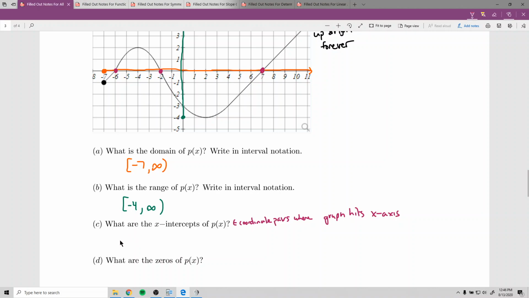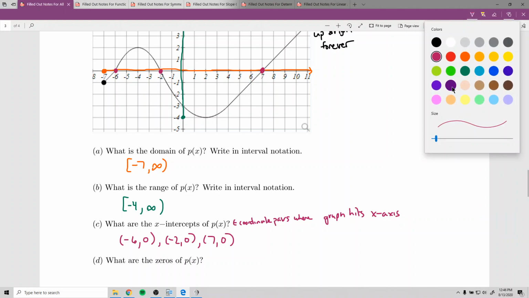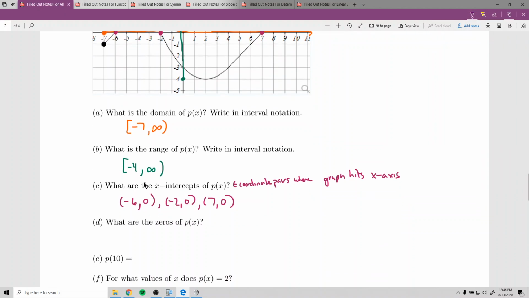We've got to make sure we write coordinate pairs. We got -6 for x, y is always 0 for the x-intercepts. We got -2, 0, and then we got 7, 0. And remember, zeros are pretty much the same thing. They're the x values of the x-intercept. So it's just -6, -2, and 7. But you've got to make sure you don't get these backwards, otherwise they're both marked wrong.